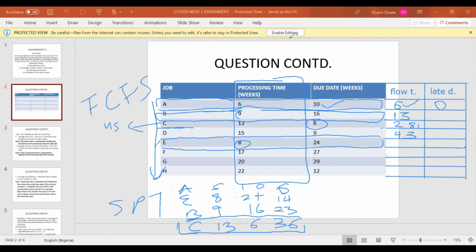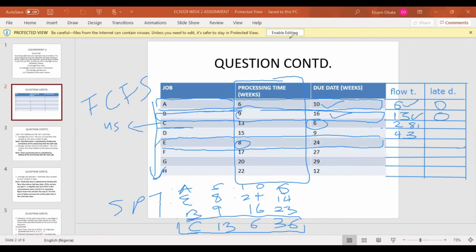Then, when it comes to the next job, job B, we needed it in 16 weeks' time, and the total time spent in their system was 15 weeks. So they are not late, they were actually early by 1 week. So we put 0 because we don't do negative figures. 15 minus 16 is -1, so we put 0.